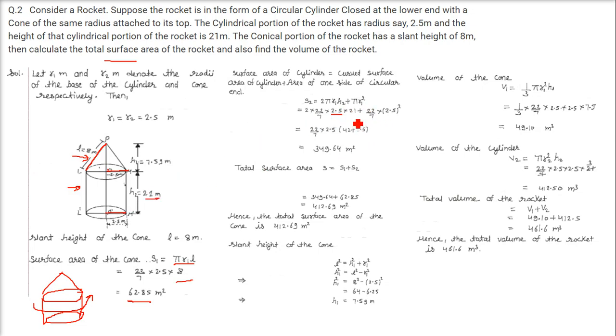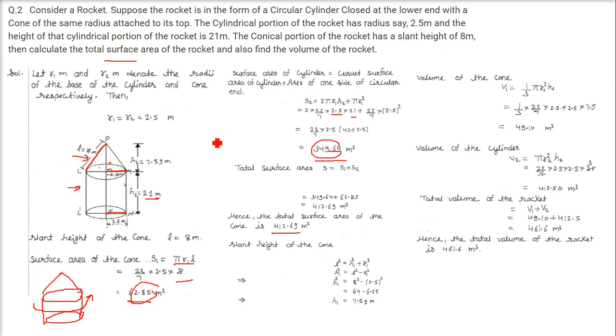So radius is 2.5 and height is given as 21, and also the radius we will take as 2.5. So this is going to come as 349.64. Now in order to find out the total surface area of the whole object, we just have to add these two. So this comes to be 412.69. So the total surface area of the rocket is 412.69.